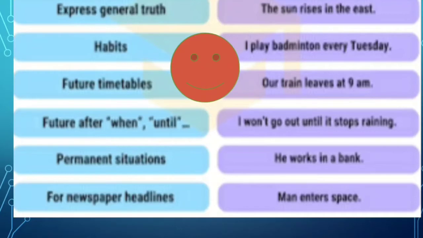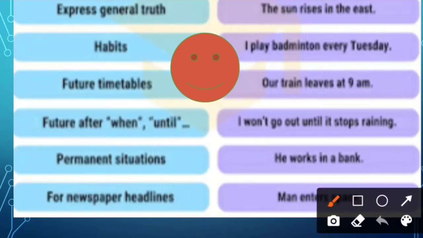Here you can see, we generally express general truth, for example, the sun rises in the east. So it is the universal truth. For that, simple present tense is going to be used. The sun rises in the east, the sun sets in the west, even the earth revolves around the sun. All these are universal truths. So we can express all these sentences in the simple present tense.